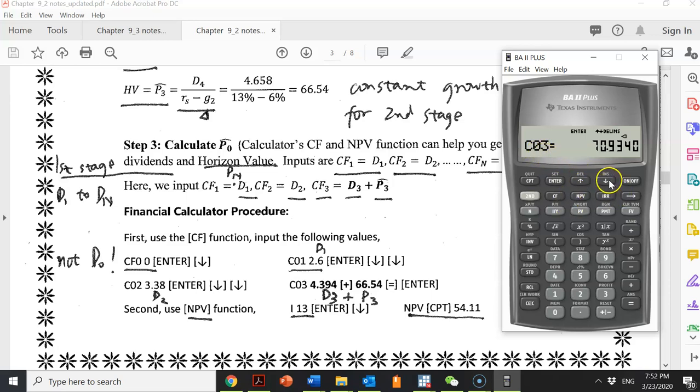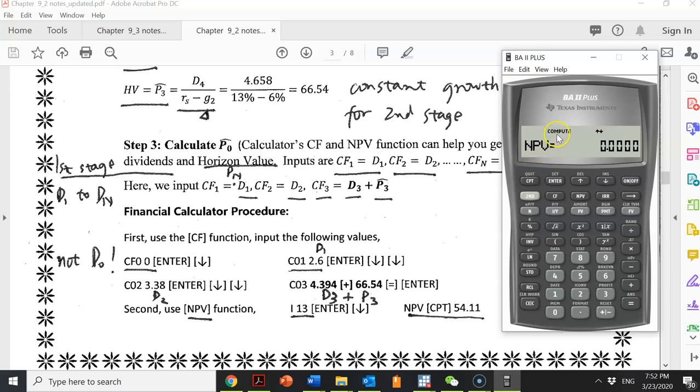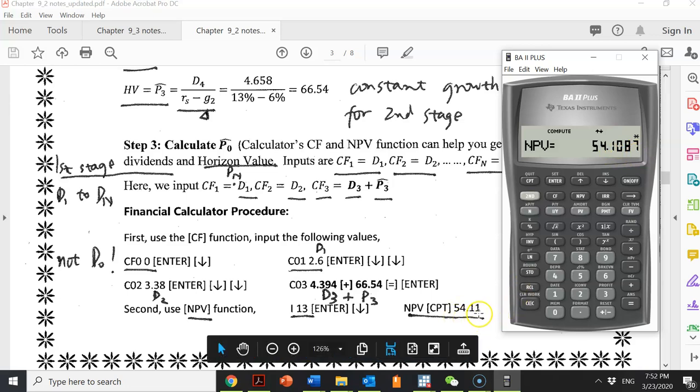Now let me double check by pressing the down button. Frequency 3 is 1. Down button, there is no cash flow 4 or frequency 4, and I come back to cash flow 0. Make sure I only have 3 cash flows input. Now I go to the NPV function. I input I equals 13, enter, down button. Then I come to NPV, and the screen reminds me I can press compute. I have 54.1087 as my P0, which is about 54.11.